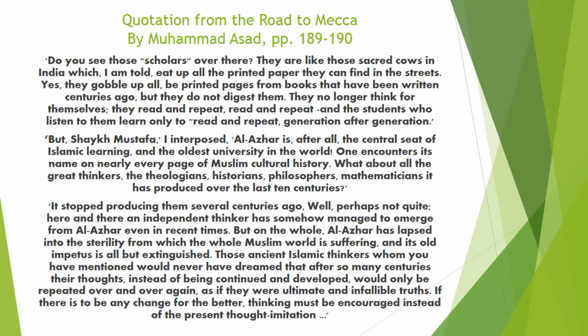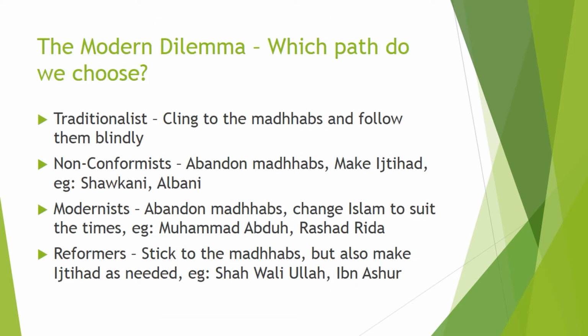Where are we today? Where we are today is we are divided. Simple as that. We are divided into 4 camps. Number 1, the traditionalists. Those are those who say, we have our madhab, we stick to it, we follow it, no ijtihad, nothing. Just follow the madhab. And that's the majority. Number 2, we have the non-conformists. These are the ones who say we don't need madhabs. Just make your own ijtihad. Like 300 years ago, Ash-Shawkani, in the recent century, Al-Albani. Right? Albani, who started the Salafi movement, he is from this camp. The Ahl Hadith movement of India also falls into this camp.